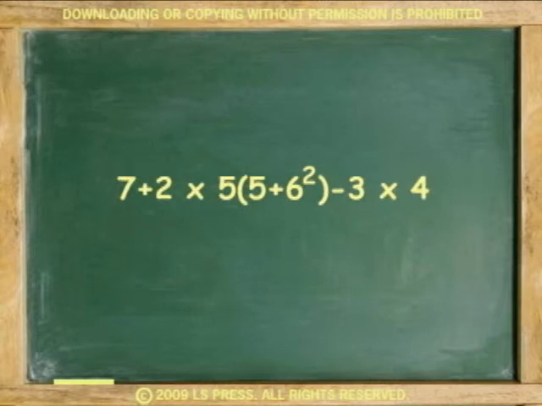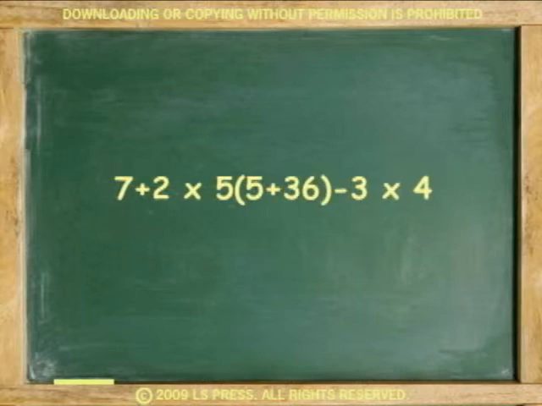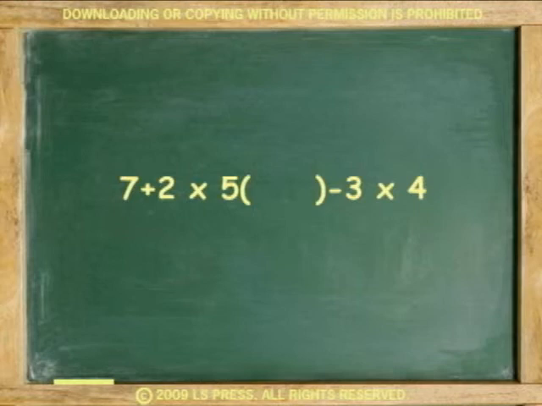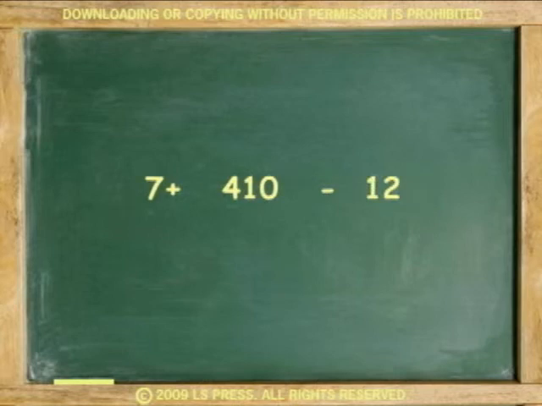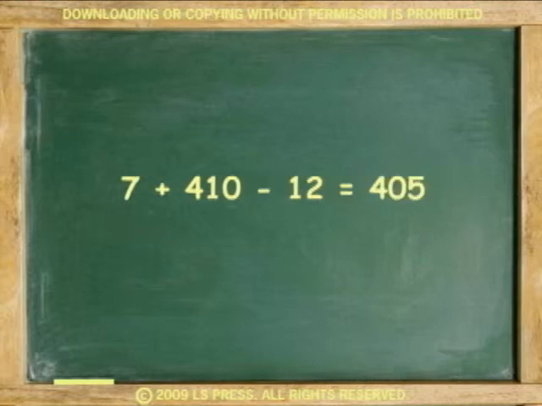Let's try a longer example. In here, the exponent goes first, where 6 squared is 36. Next, the parentheses. 5 plus 36 is 41. We now do all multiplications. 2 times 5 times 41 equals 410. And 3 times 4 is 12. Finally, we add 7 plus 410 and subtract 12 to get 405.